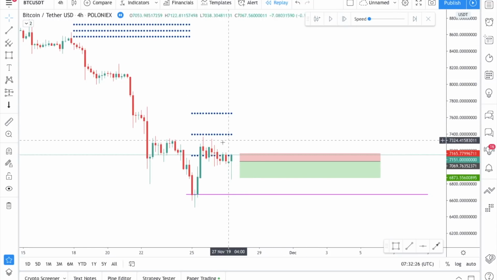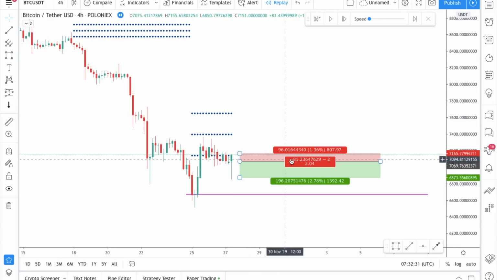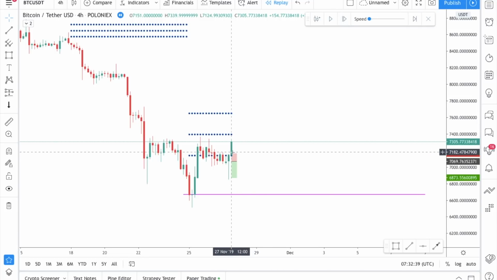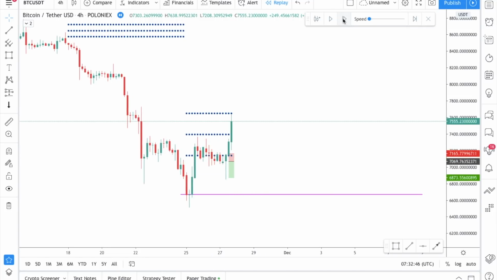Okay, perfect. Now we can see exactly the price came to the target area and it bounced back. So this calculation actually did a pretty good job. So now we can say that. And also look, after that the price actually broke our stop loss area and now it's going to the upside.